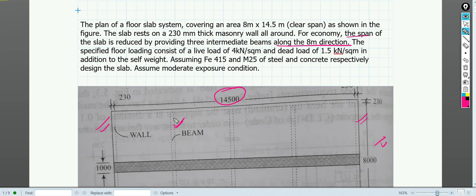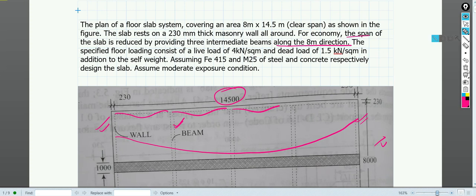Some beams you can provide, and these beams will just divide the slab into small parts, and that's how it will reduce the deflection. The deflection will now be restricted over here. Initially, if the beams are not there, the deflection will be very large as a whole. Now as beams are provided, you can restrict the deflection.